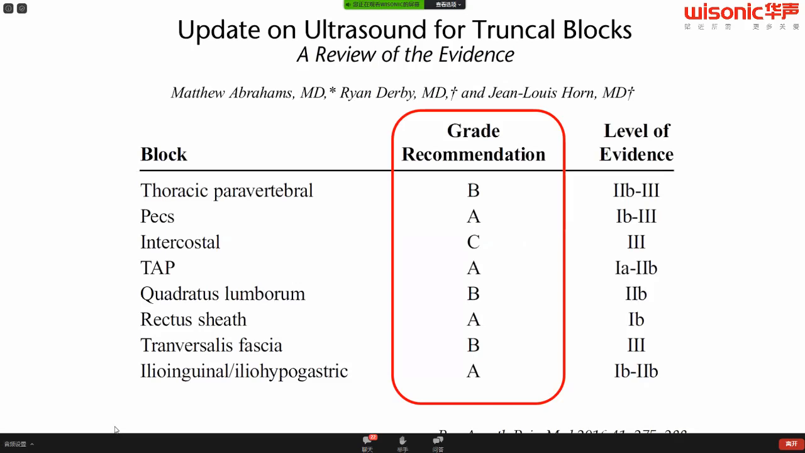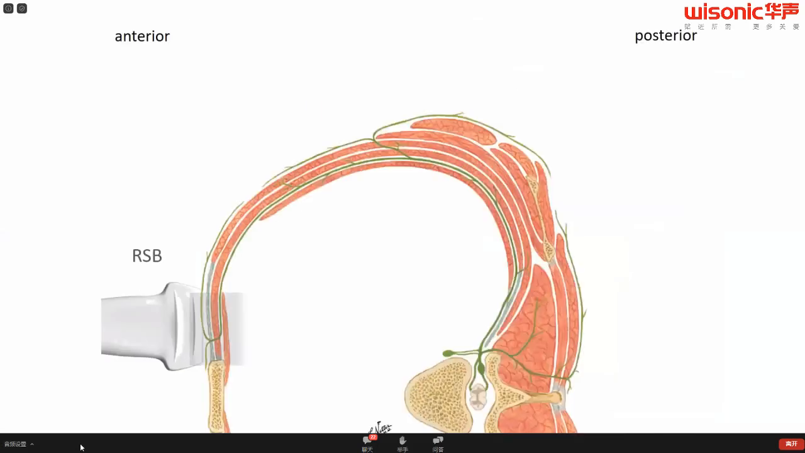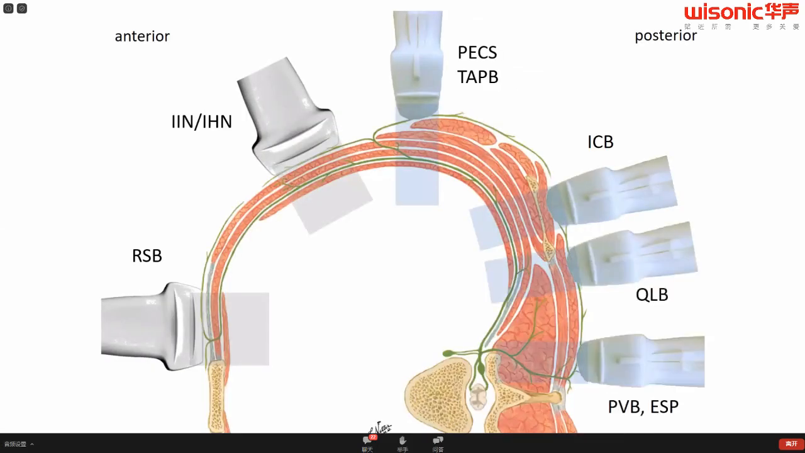These are not nerve blocks in the classical sense, and for most of them, the ultrasound technique is the method of choice when you do these kinds of blocks. Here you can see a cross-section, and you can see where the probe is placed when you do the blocks for the rectus sheath block.